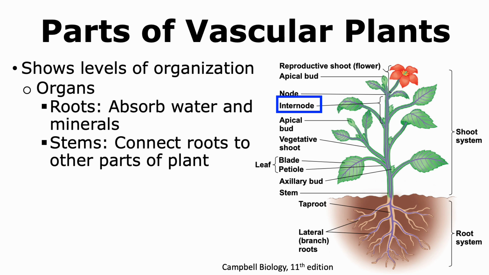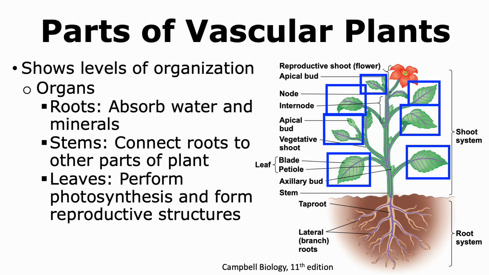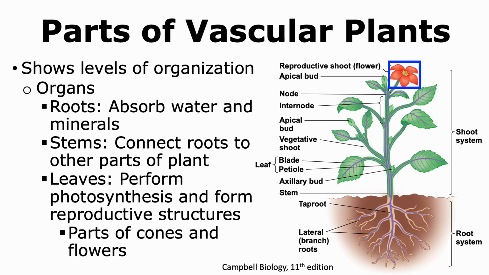The third organ of plants are the leaves. The leaves perform photosynthesis, which allows the plant to make organic compounds from inorganic carbon dioxide. They can also form reproductive structures. Many different parts of cones and flowers are actually modified leaves that help in reproduction.